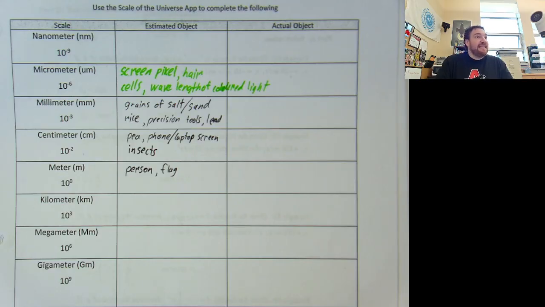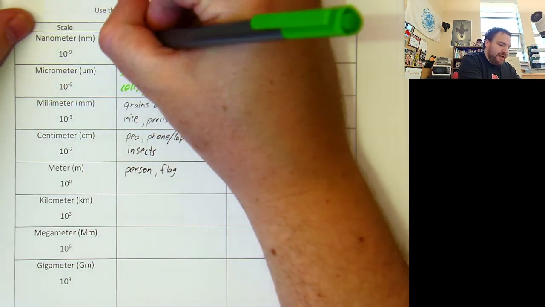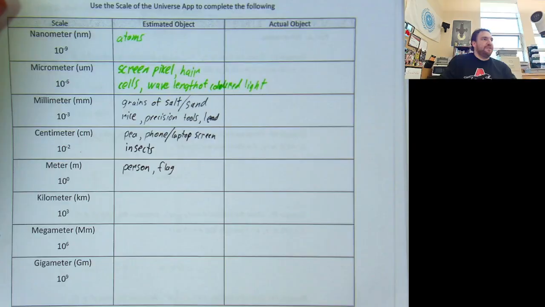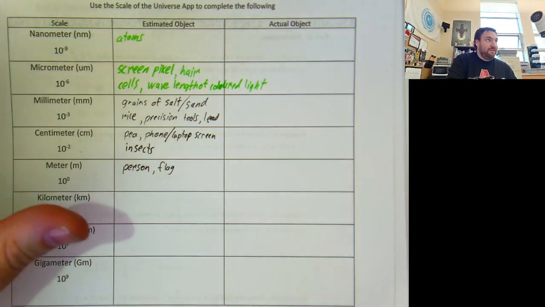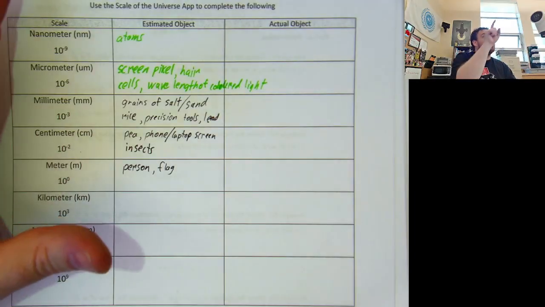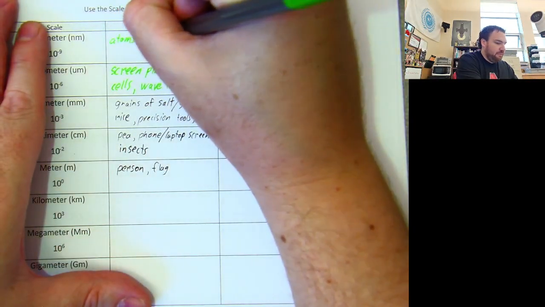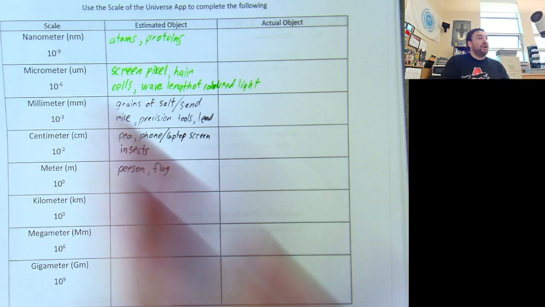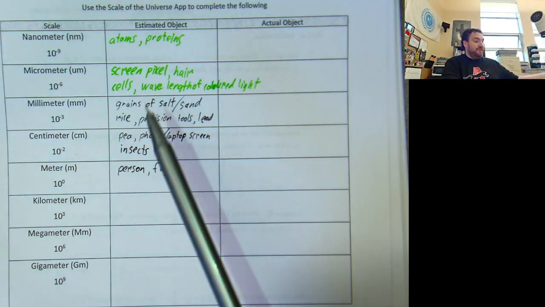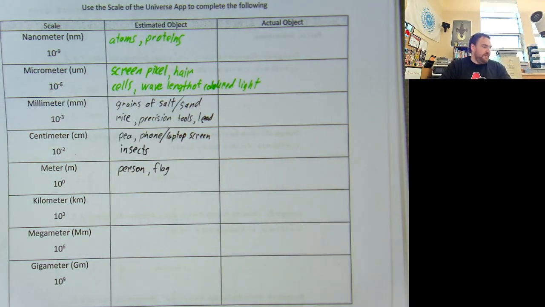Let's keep guessing. Nanometer scale. What kind of objects are on the nanometer scale? We're talking about atoms? Okay. Perhaps. Did anyone say anything other than atoms? Yes. Okay, so proteins are made of atoms, so the protein's going to be bigger. That's a good guess. I don't know. Let's find out. Proteins. So either chains of atoms or the individual atoms themselves.